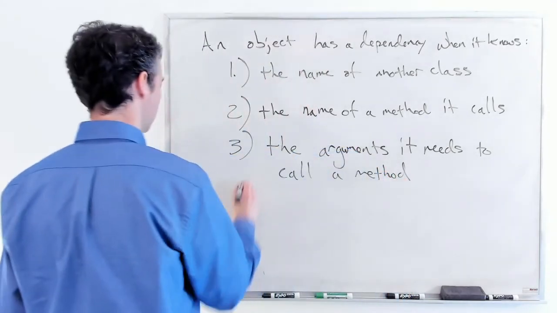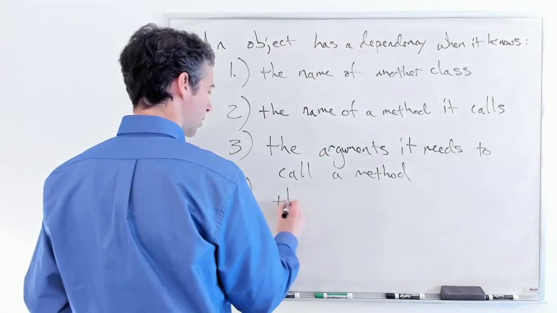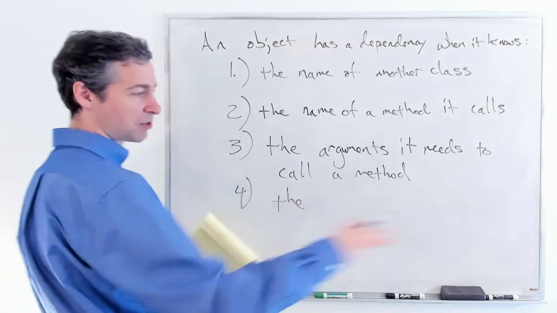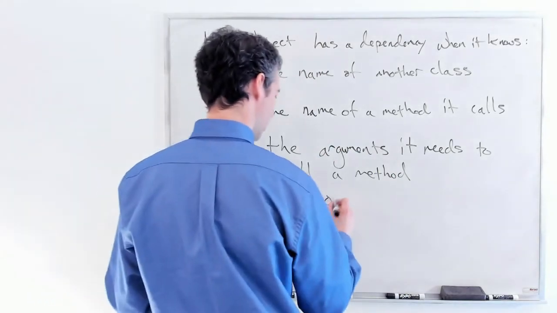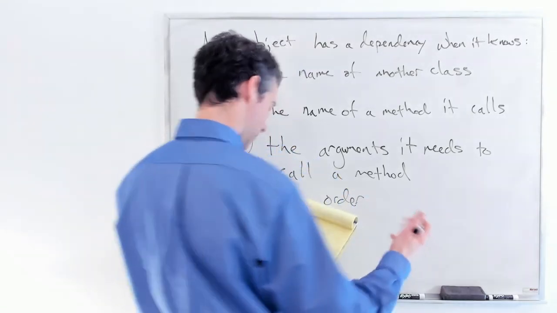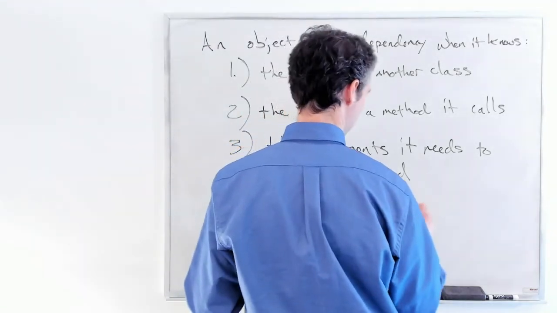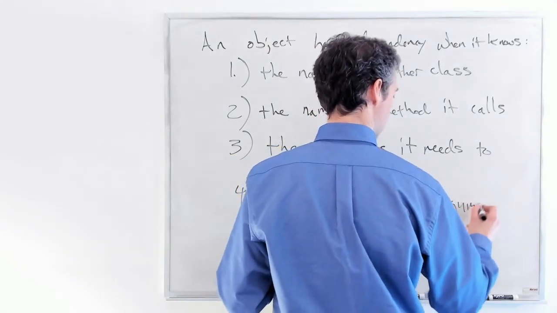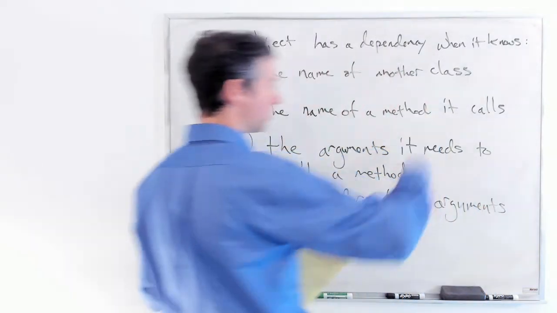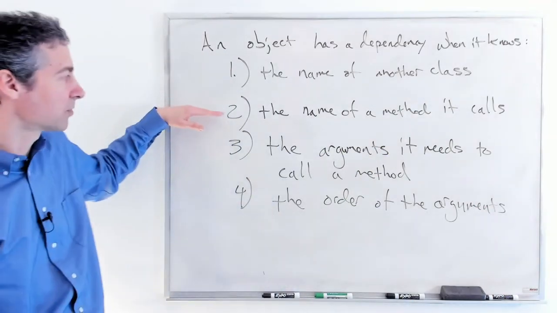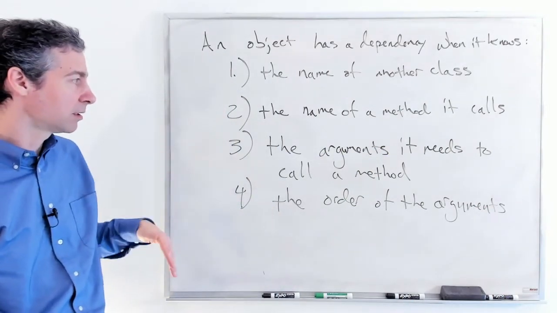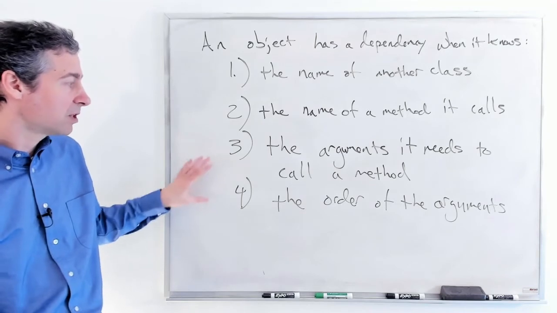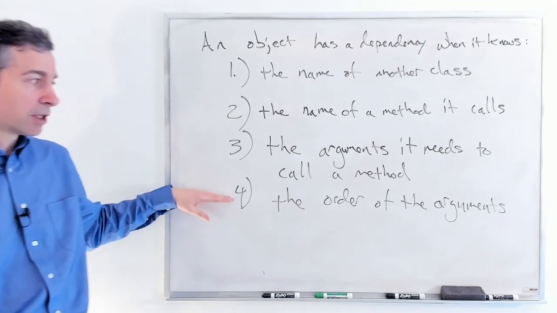And as well, a fourth thing being, in a lot of cases, the arguments are positional, and the order that you put them in matters. And so you have to know what the order of the arguments are as well. And in Sandy's chapter, she gives examples of how to clean these up. In particular, for example, the order of the arguments.